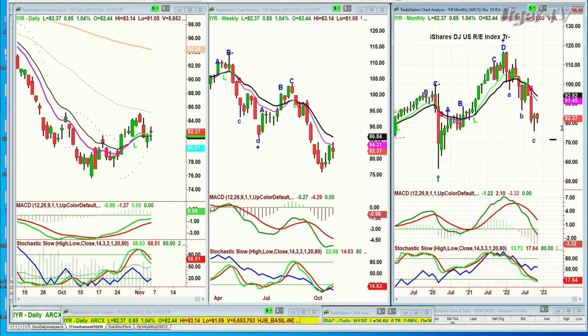So what I want you to do is to go through in a little bit more detail. So I wanted to show you, look, here's gold. This is the daily chart.